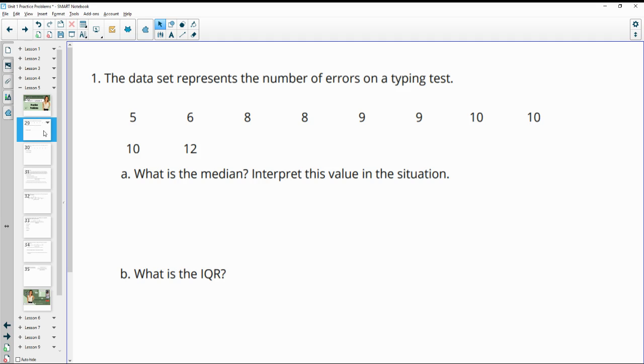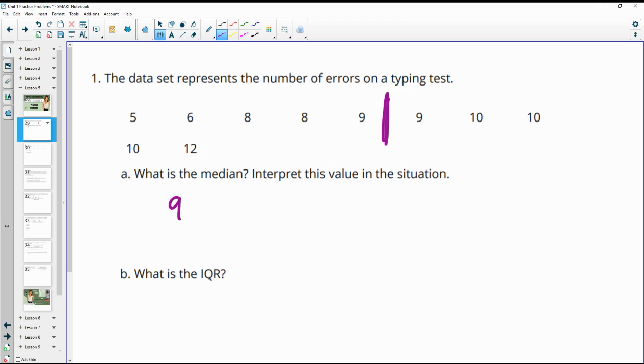Number one gives us a data set that represents the number of typing errors on a typing test. What is the median? So for the median, we need to go to the middle of the data. So we've got 1, 2, 3, 4, 5, 6, 7, 8, 9, 10 data points. So we're going to go to 5 and 5. We'll split this data. So the median is going to be right here between 9 and 9. So just 9, since that's the same number. Otherwise, we would average those two.